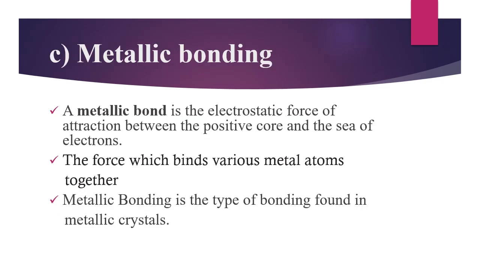The third type of bond is metallic bonding. A metallic bond is the electrostatic force of attraction between the positive core and the sea of electrons. In other words, we can say the metallic bond is the force which binds various metal atoms together. Metallic bonding is the type of bonding found in metallic crystals.